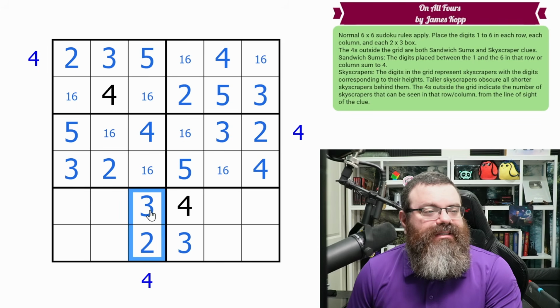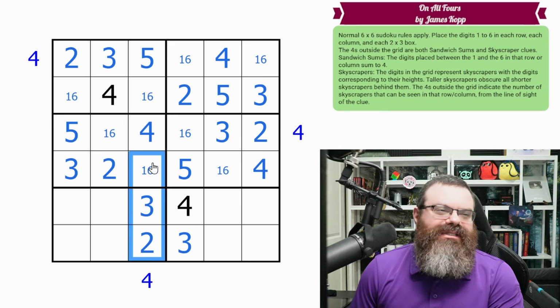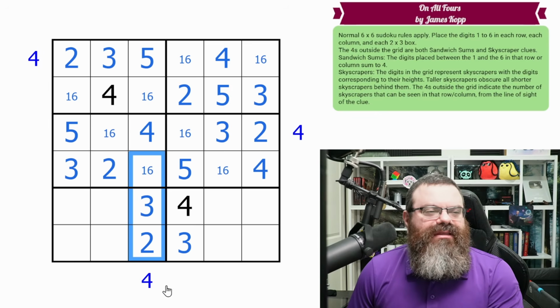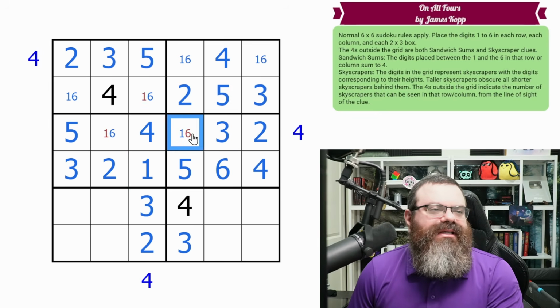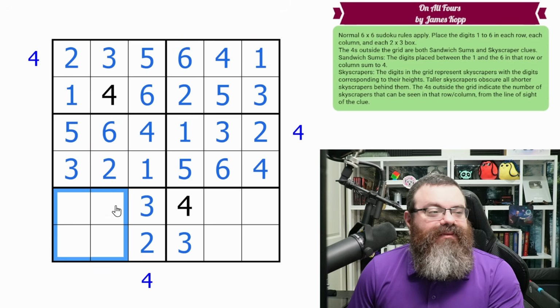2, 3 is seen. We can't put the 6 here. That's what's happening. It resolves the 6. The 6 here, we'd only see 3, not 4. So this is 1, this is 6, this is 1, 6, 6, 1, 6, 1. Perfect. Now we just finish.